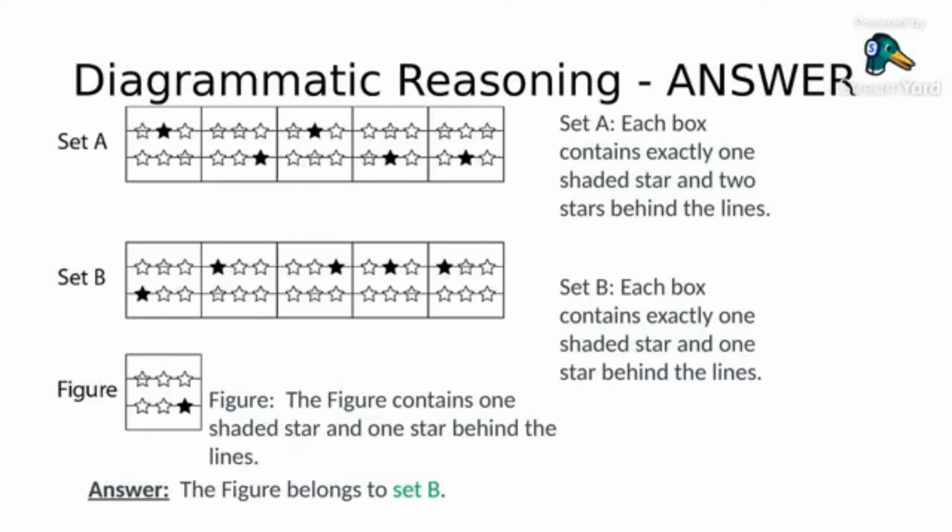Okay, so each box contains exactly 1 shaded star. So mapapansin naman po, puro 1 star lang siya, and then 2 stars behind the lines. Lagi po may 2 stars doon po sa may guhit. Tapos yung sa set B, each box naman po contains exactly 1 shaded star, tapos 1 star po behind the line. Yun po ang kaibahan.